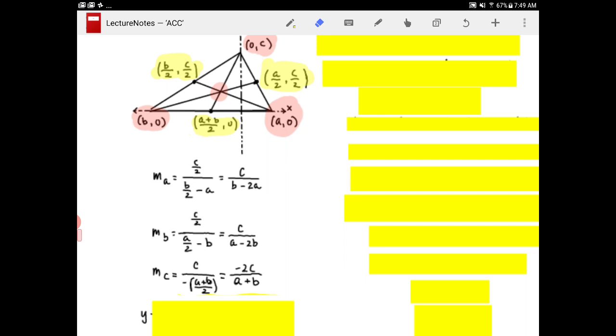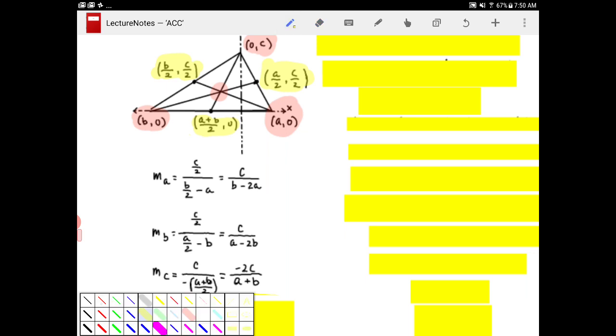I do not recommend using slope-intercept form to write the equation of a line, because I can already tell that the y-intercept for the medians is not going to be nice, with the exception of maybe the one line that passes through 0, c. So I recommend writing the equation of a line in point-slope form. If you need to recall what point-slope form is, please pause the video and look that up. Or actually, I'll just tell you right here. Point-slope form looks like y minus y1 equals m times x minus x1.